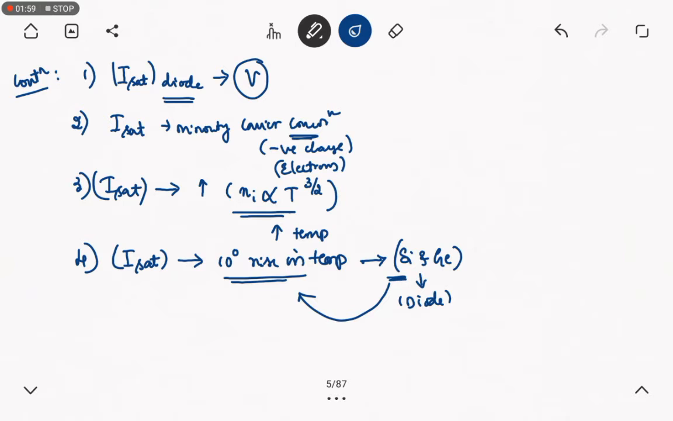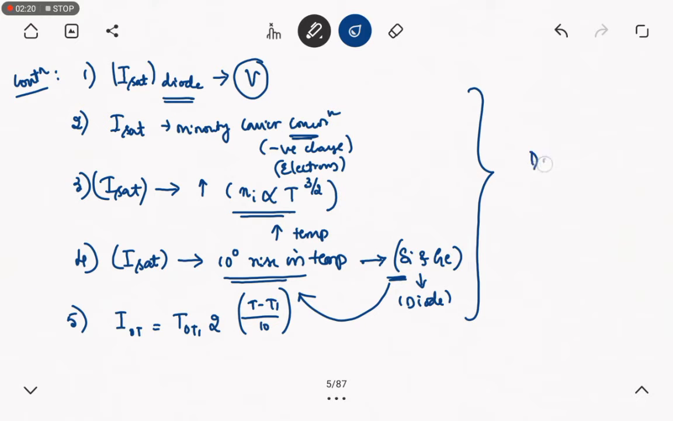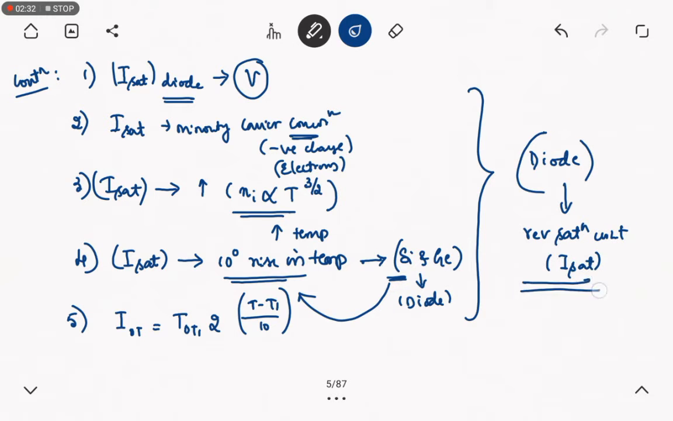Next, we have the equation for saturation current. IO(T) is equal to IO(T1), that is saturation current with respect to diode 1, into 2 to the power of (T minus T1), since it is directly proportional to the temperature, divided by 10. These are all the features of a general purpose diode, that is reverse saturation current. I have explained the concept of reverse saturation current in previous classes.